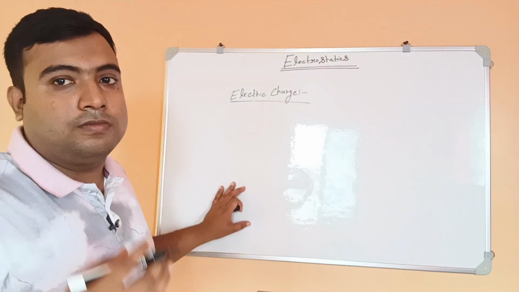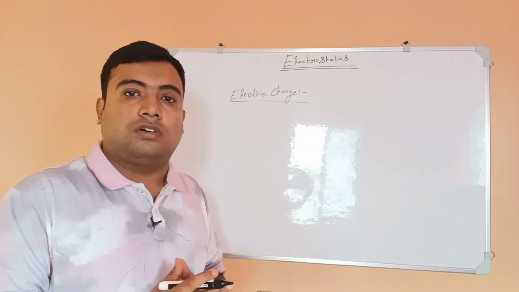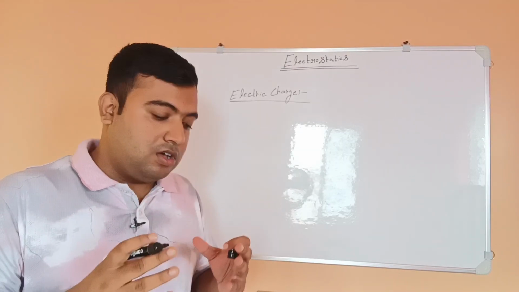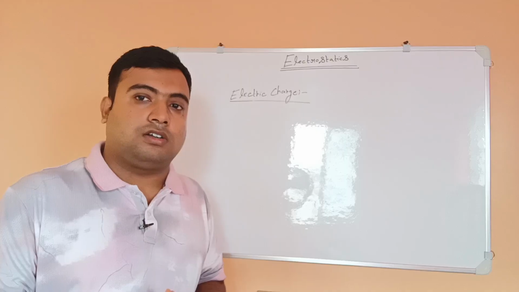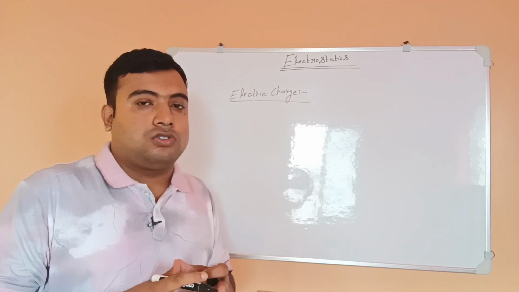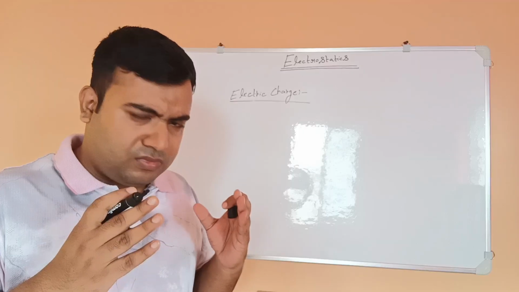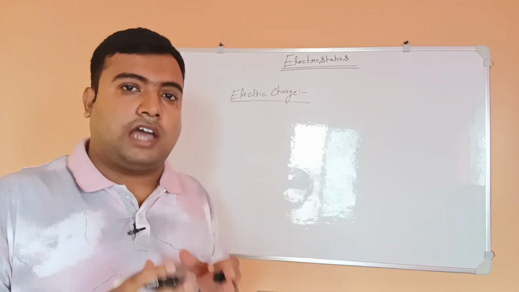If we consider matter that is made up of elementary particles, that is atoms, we know that an atom is made up of electrons, protons and neutrons. There are some masses of electrons, protons and neutrons.